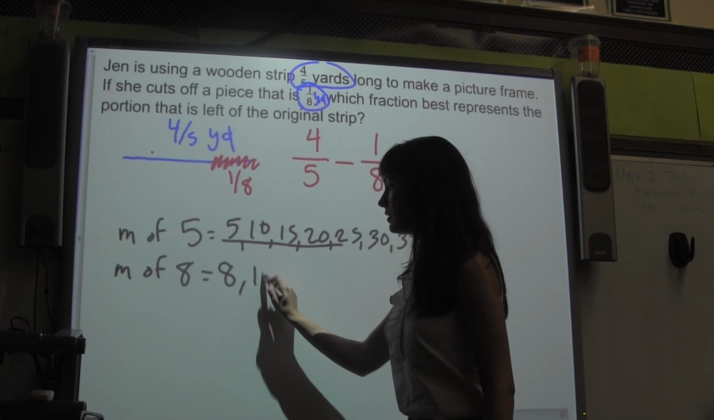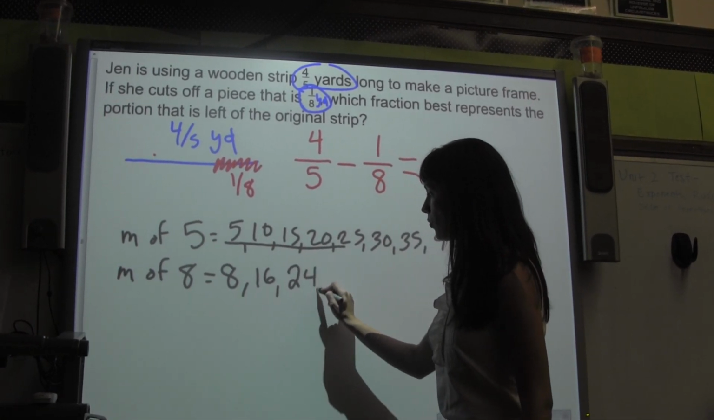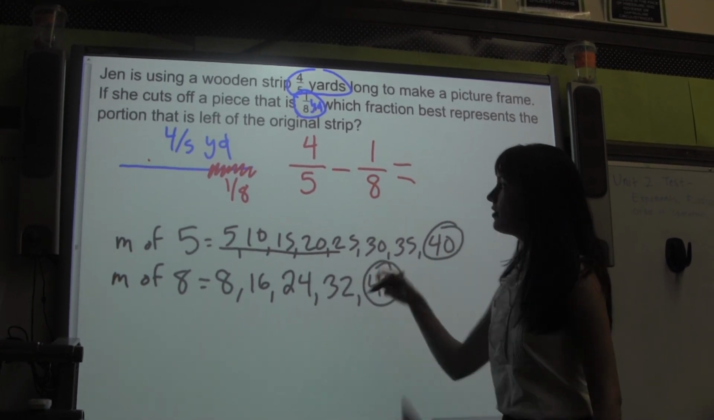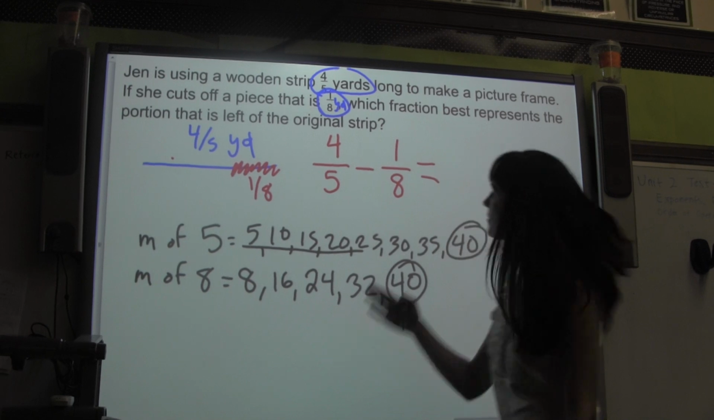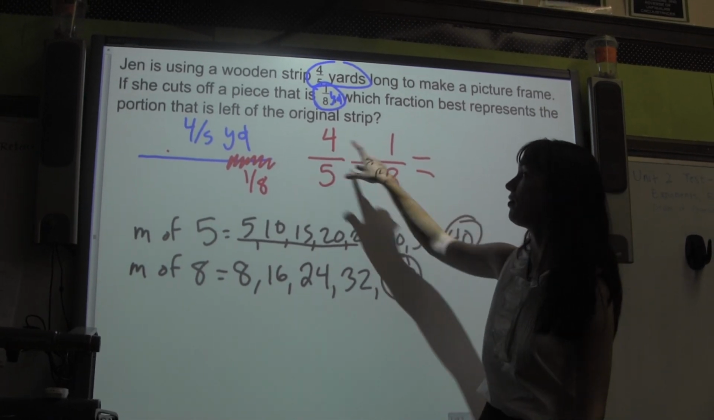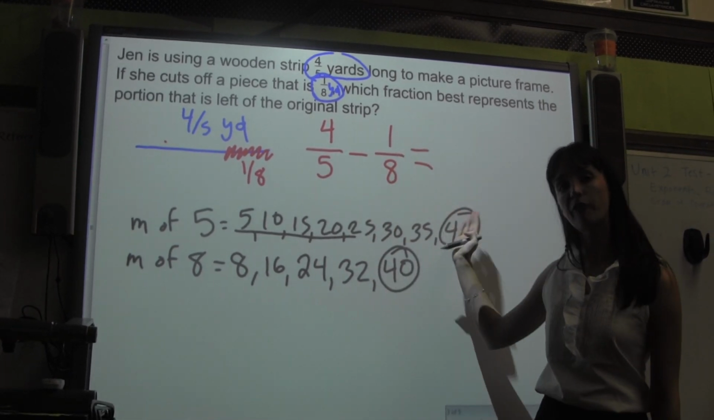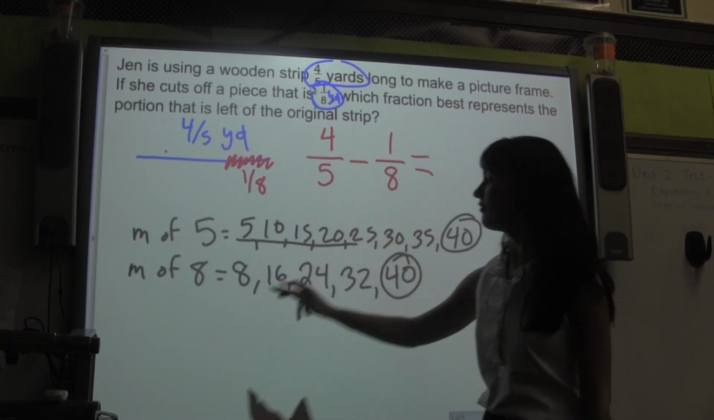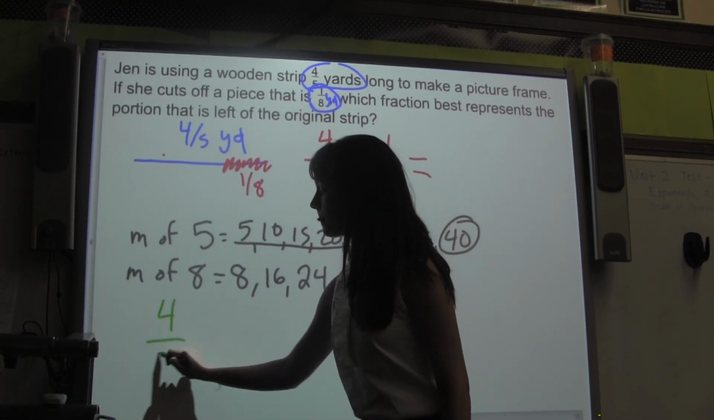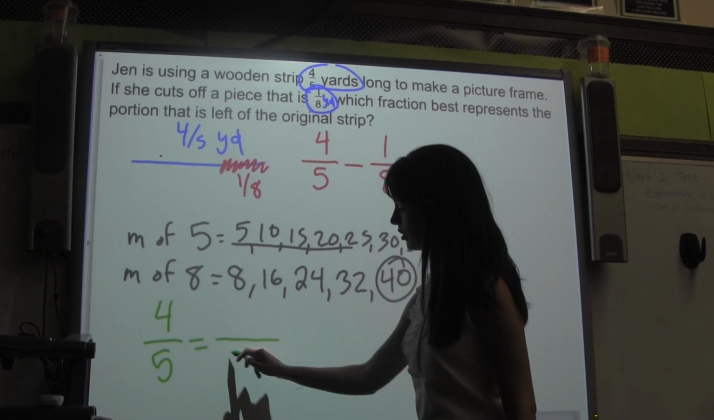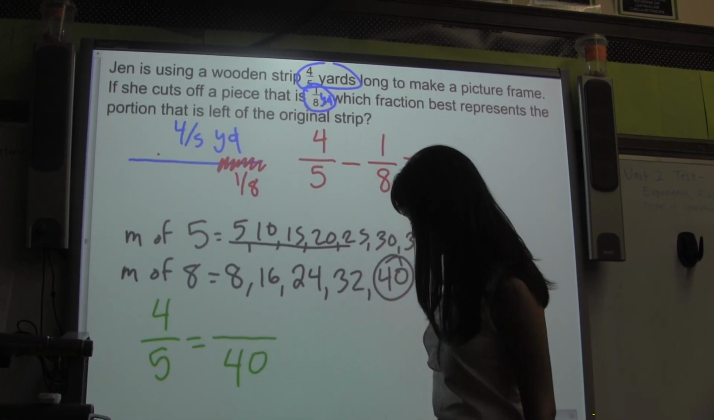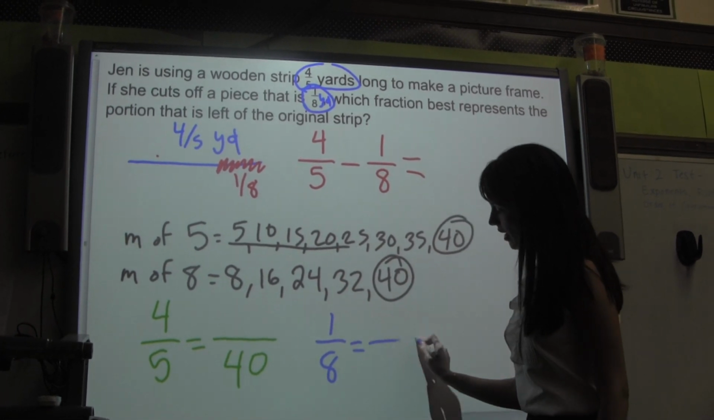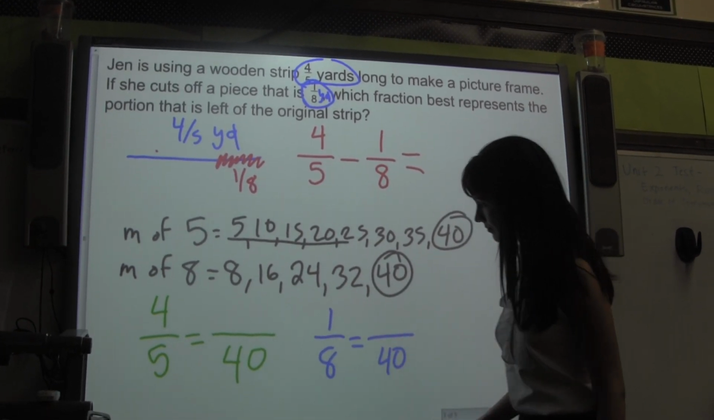Multiples of 8 are 8, 16, 24, 32, oh look, 40 again. That's going to be my common denominator. I'm going to switch both of these into fractions that have 40 as the denominator. So to set that up, 4/5 is the same as a fraction with 40 as the denominator. And 1/8 is also going to be the same as a fraction with 40 as the denominator.